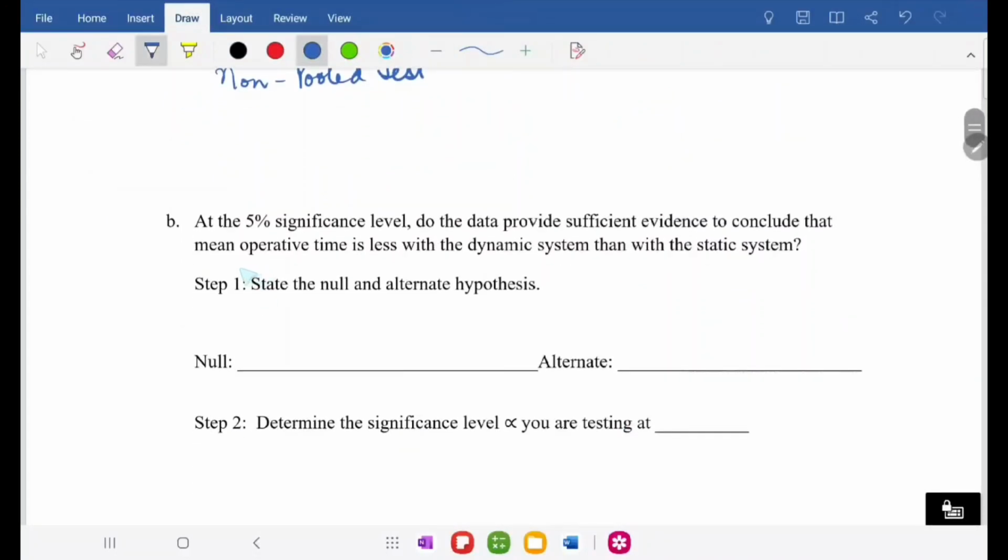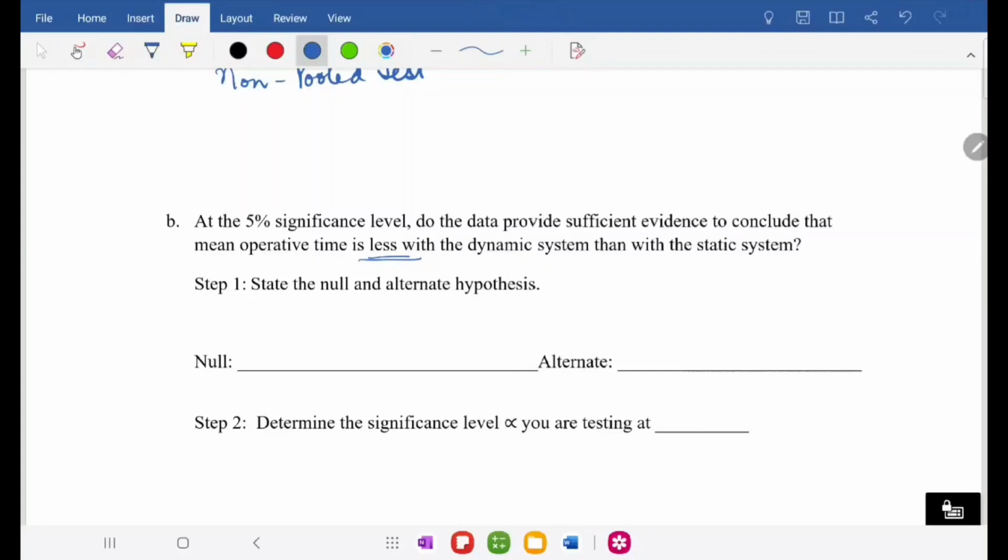Then part B says, at the 5% significance level, do the data provide sufficient evidence to conclude that mean operative time is less with the dynamic system than with the static system? All right. So the first step, again, broadly, the steps all remain the same. It just varies in how you state your hypothesis, what formula you use, what degrees of freedom formula you use, but otherwise the steps follow the same pattern.